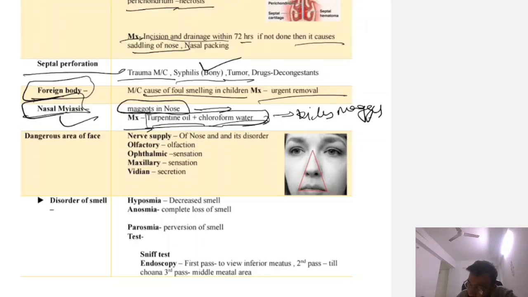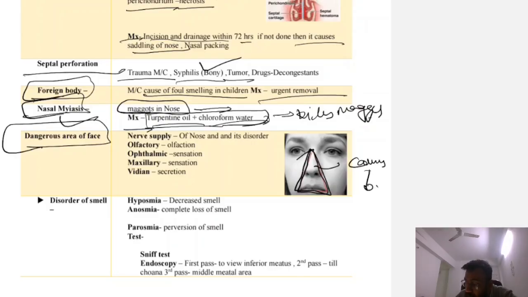Next is the dangerous area of the face. You can see this is the dangerous area. Why is it dangerous? Because if you get an infection at this place, here is the cavernous sinus. The cavernous sinus is connected to the brain and to the other sinuses. So infection in this area could get into the brain through the cavernous sinus.